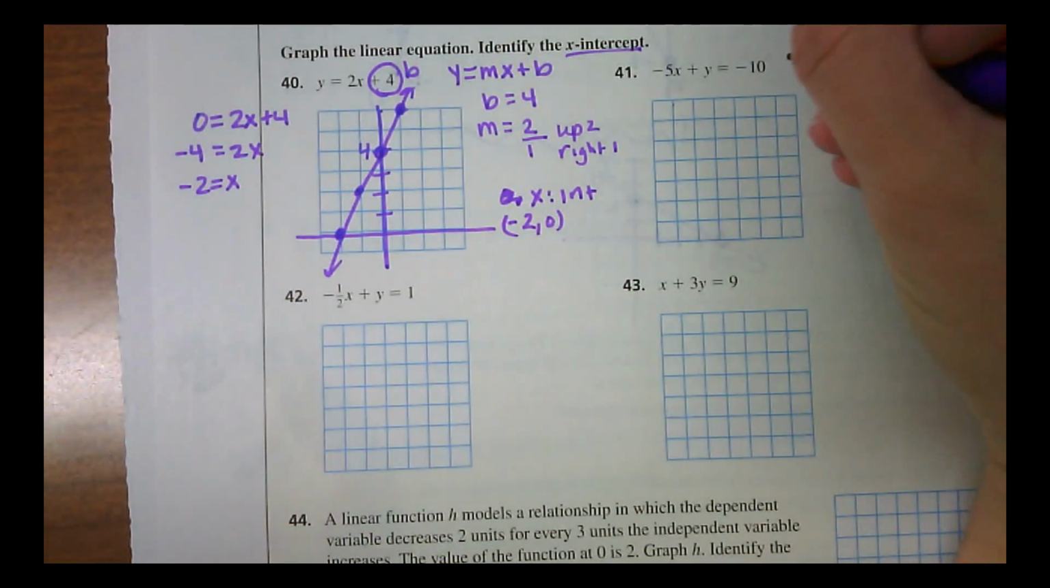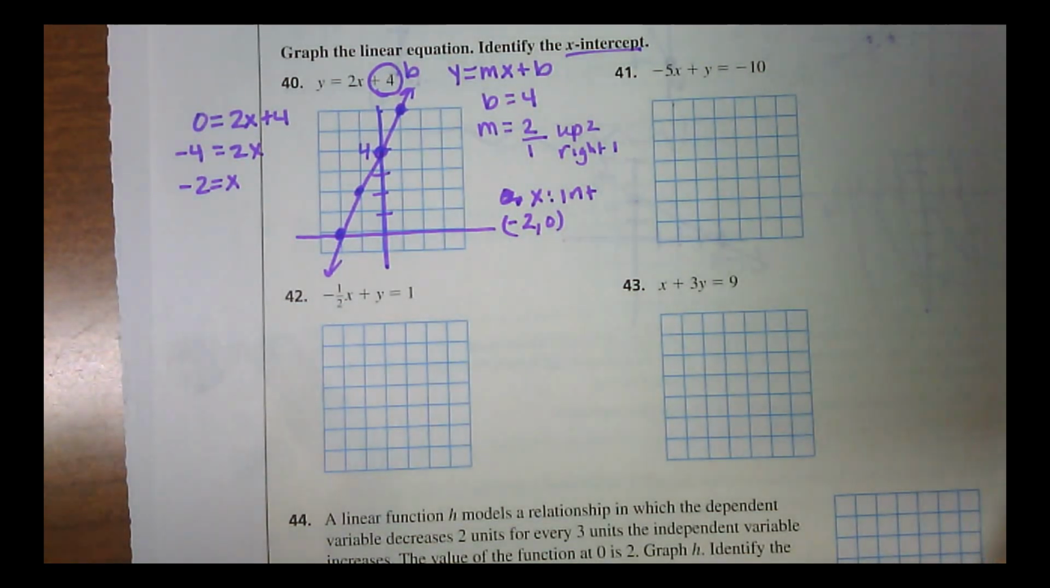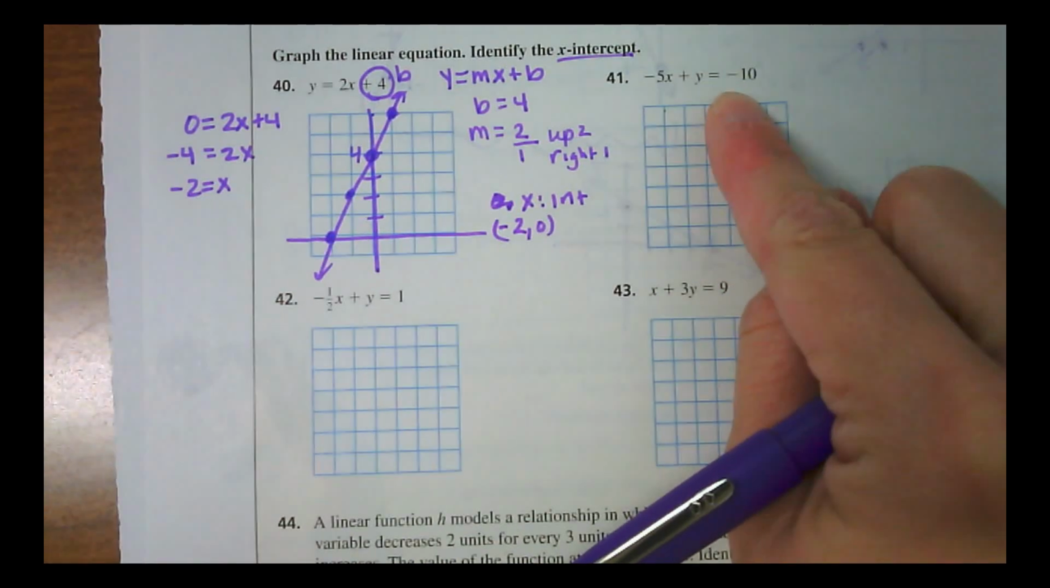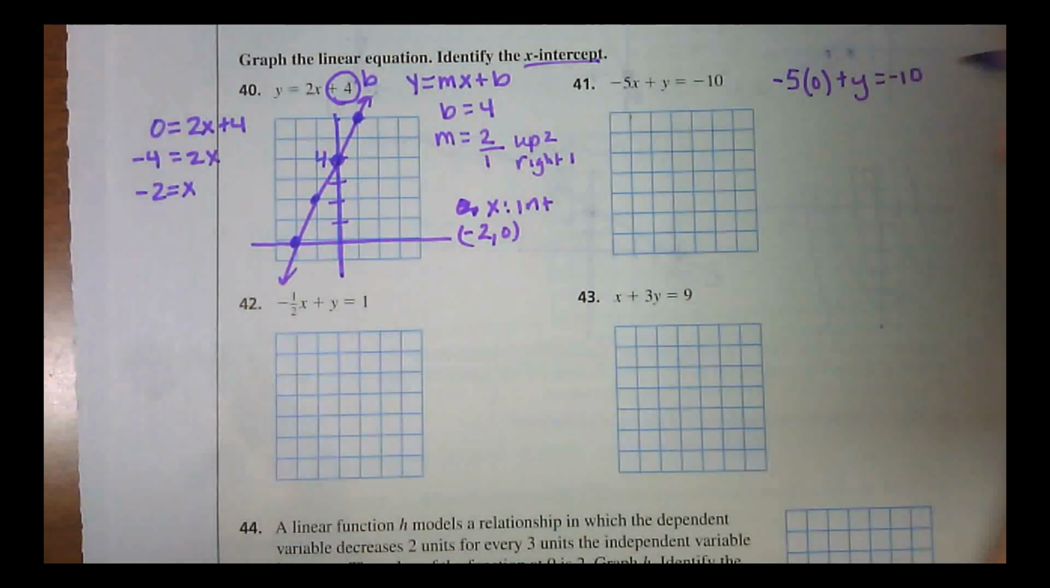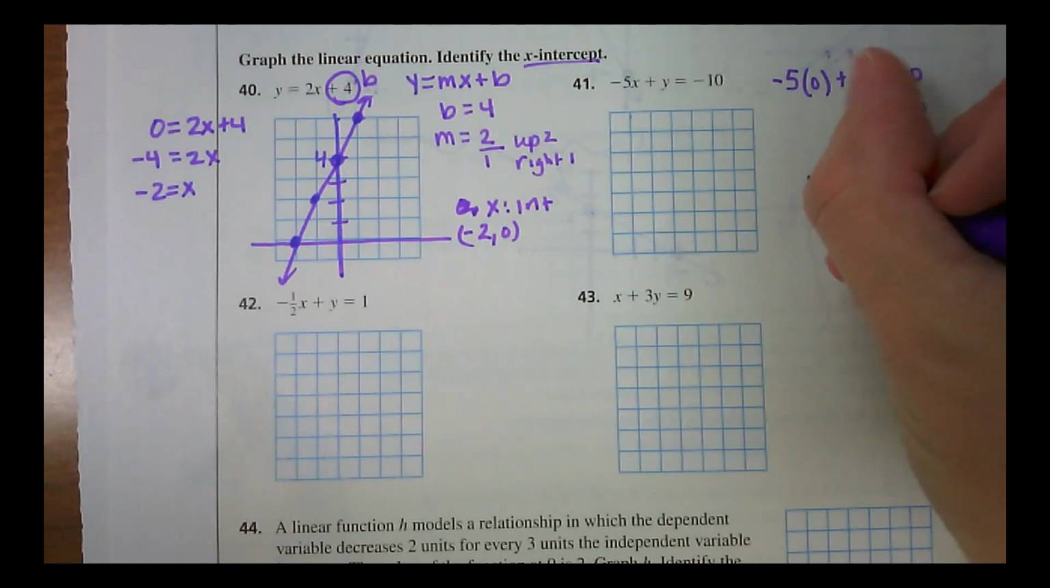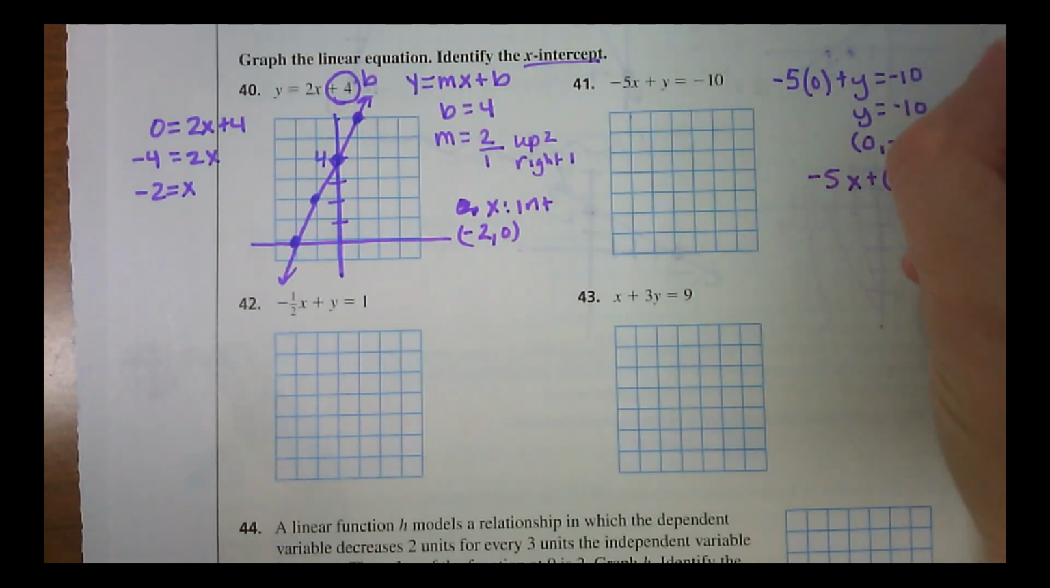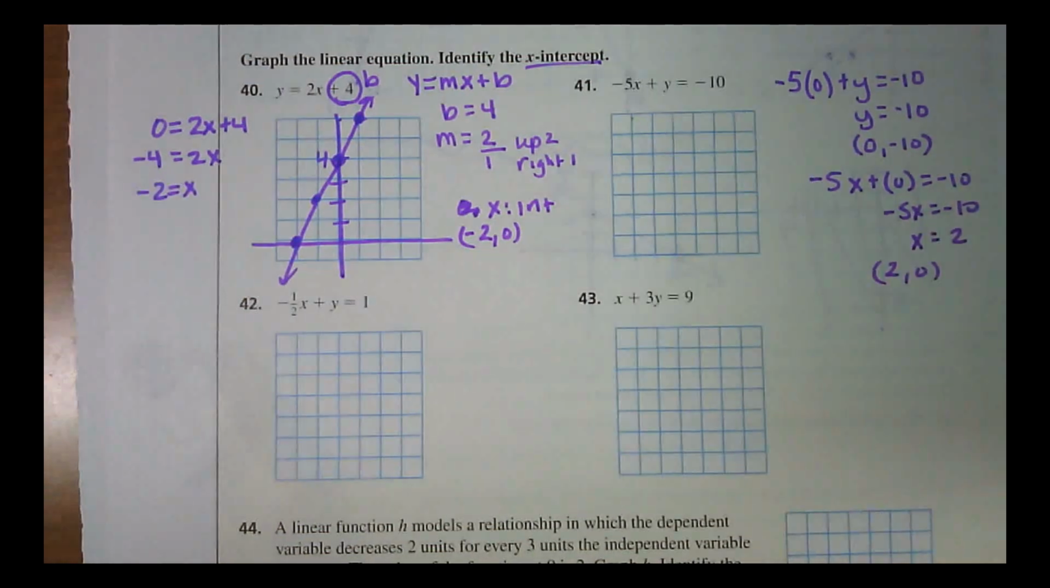All right, number 41. This is set up in standard form. When it's set up in standard form, it's usually easiest to graph by finding the intercepts. So if I do that, I'm going to make x 0, and I get y is -10. So that means the point 0, -10 is on my graph. And then if I make y 0, I get x is +2. So 2, 0 is on my graph.